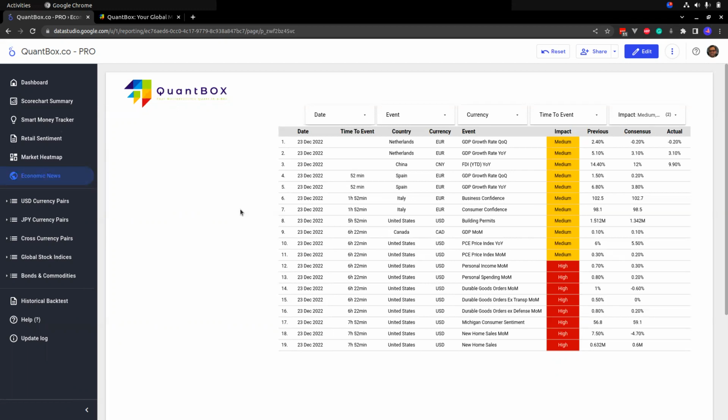But in terms of today, we've got some yellow in terms of European countries. We've got some Canadian GDP month on month later today. And then quite a lot of very important data coming out of America. PCE, personal income, personal spending, durable goods orders, quite a lot. New home sales, a lot of stuff that the Fed are paying attention to.